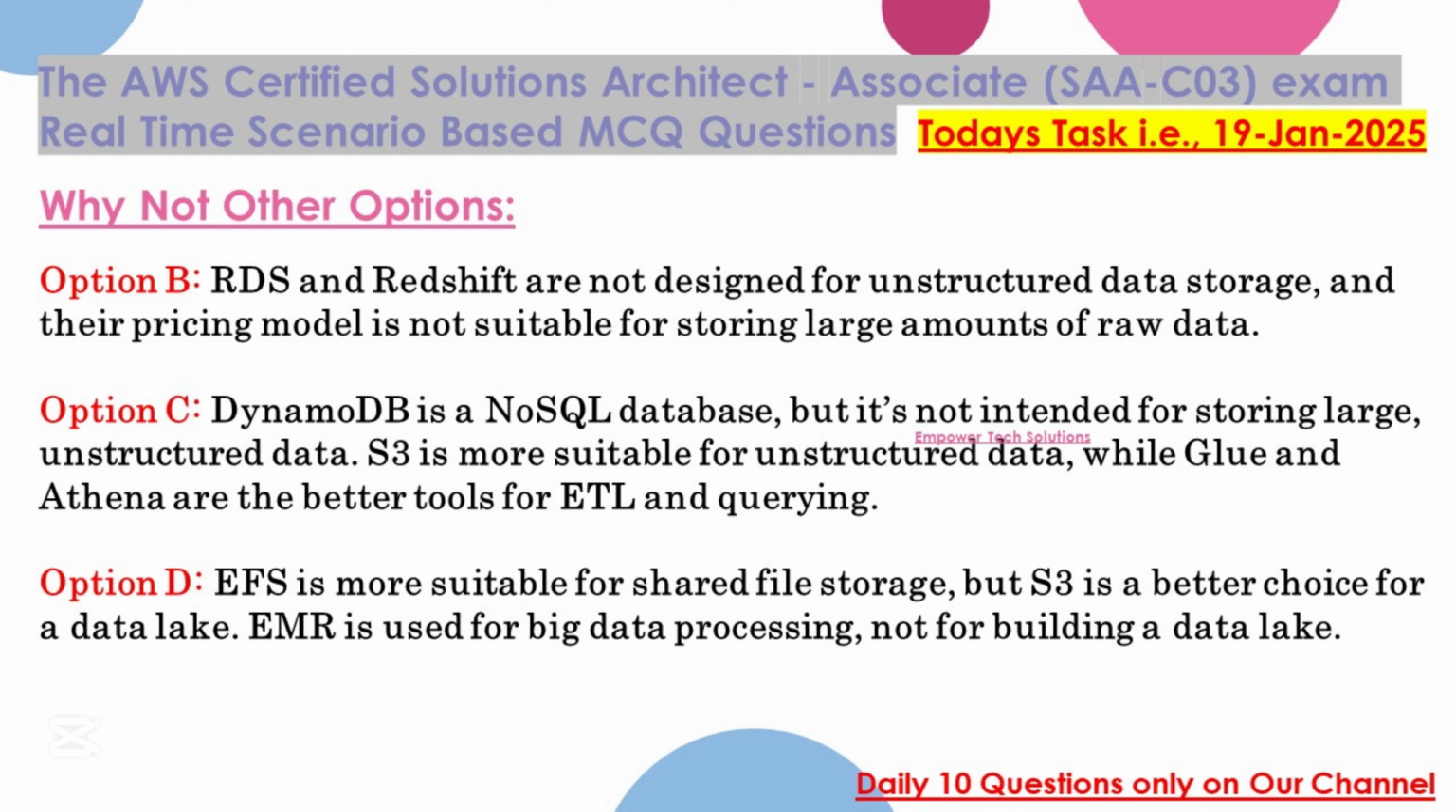Why not other options? Option B. RDS and Redshift are not designed for unstructured data storage, and their pricing model is not suitable for storing large amounts of raw data. Option C. DynamoDB is a NoSQL database, but it's not intended for storing large, unstructured data. S3 is more suitable for unstructured data, while Glue and Athena are the better tools for ETL and querying.